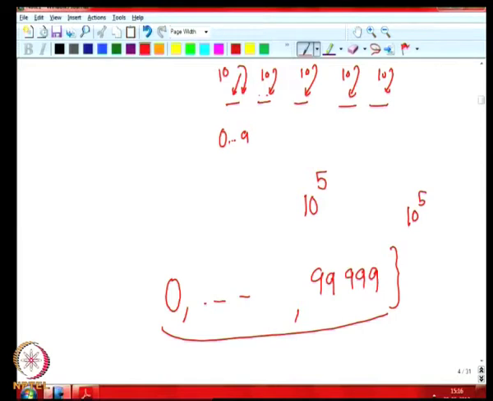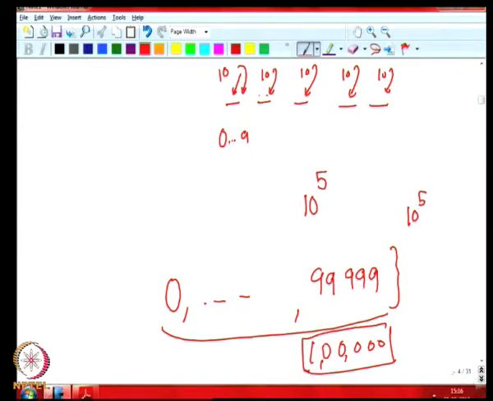So the total number of numbers we have is 10 raised to 5, sorry, 1 lakh, right. This will be the number. So this many numbers are there.